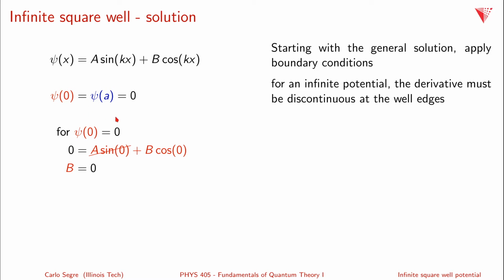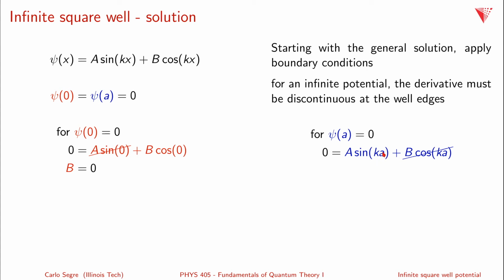If we now apply the same boundary condition on the right, that is on the x equals a side, we have for psi of a equal to 0: 0 is equal to a times the sine of ka plus b times the cosine of ka. Now b is 0, so this term goes away. And we're left with 0 is equal to a times the sine of k a.